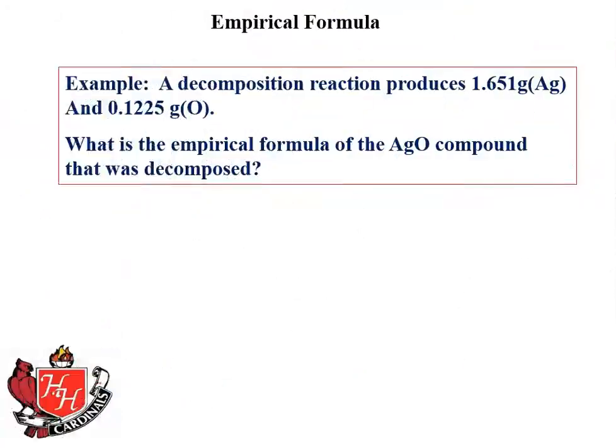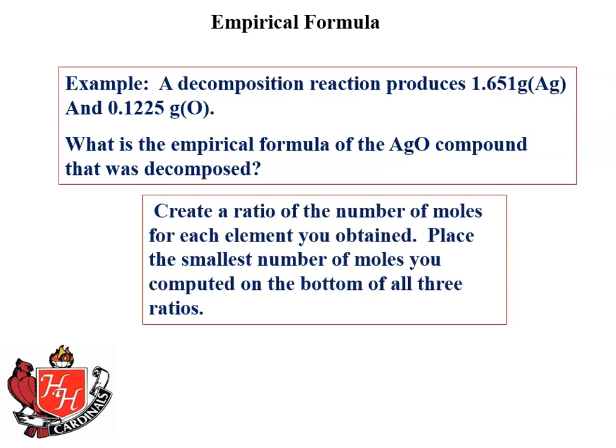Okay, what do you do next? See if you remember. Well, now you make those 2 ratios. So create a ratio of the number of moles for each element you obtained. Place the smallest number of moles you computed on the bottom. Again, it's only 2 elements here.